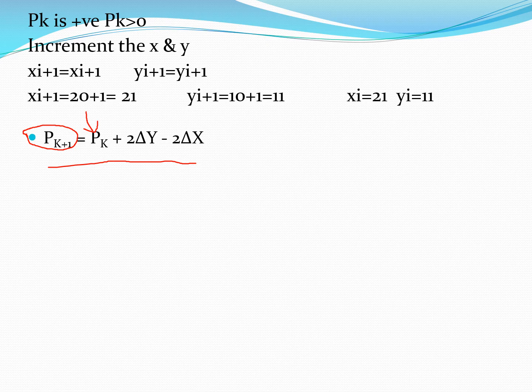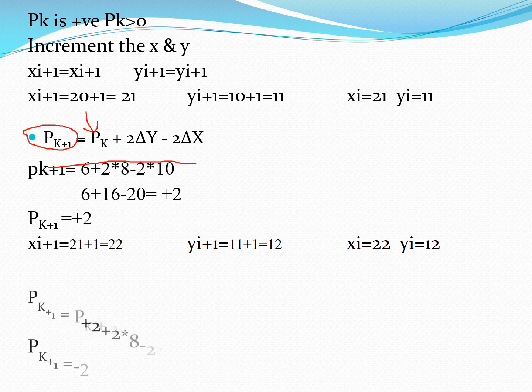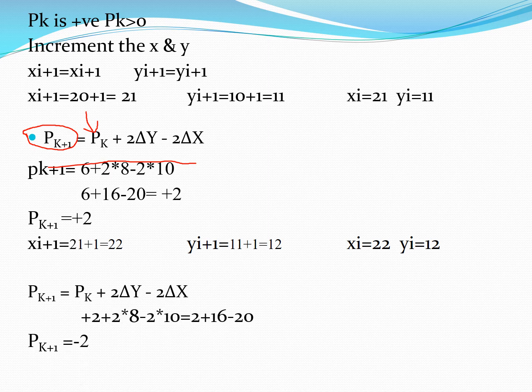Now what is the pk value we got? That is 6, plus 2 delta of y minus 2 delta of x. So what do we get? We get a positive value again, which means we increment x and y by plus 1, right? Now we have 21 and 11. Then what will it become now? It's 22 and 12, right? Is it clear why we are getting this?